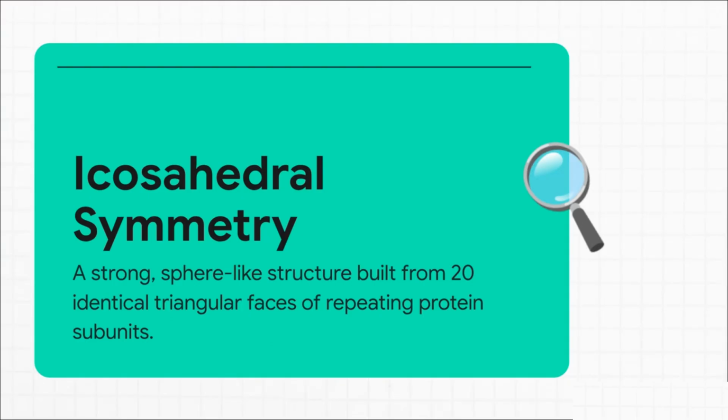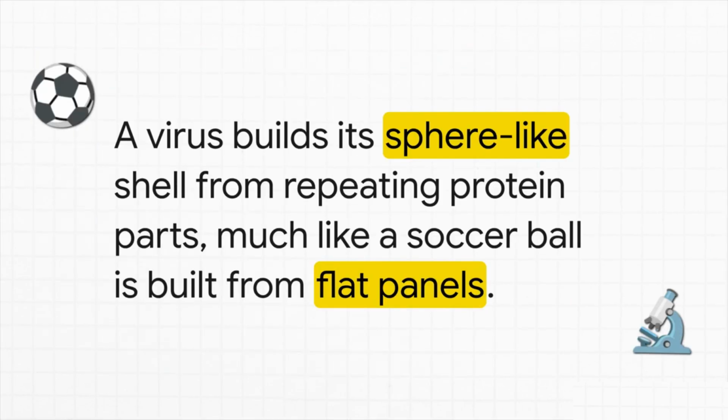So, what is icosahedral symmetry? Well, imagine a shape built from 20 identical triangular faces. This geometric pattern lets a virus build a strong, stable, and nearly spherical shell from just a few repeating protein parts. It is a brilliant solution to a really complex engineering problem. You know, the easiest way to picture this is to think of a classic soccer ball. It's not a perfect sphere, right? It's a collection of flat panels, hexagons and pentagons, all stitched together to create a round shape. Viruses are doing the exact same thing, but with triangular protein faces.